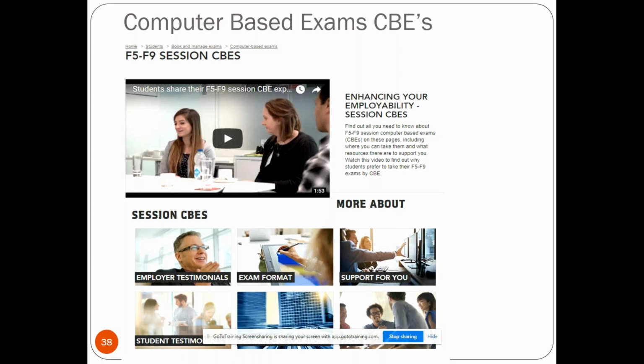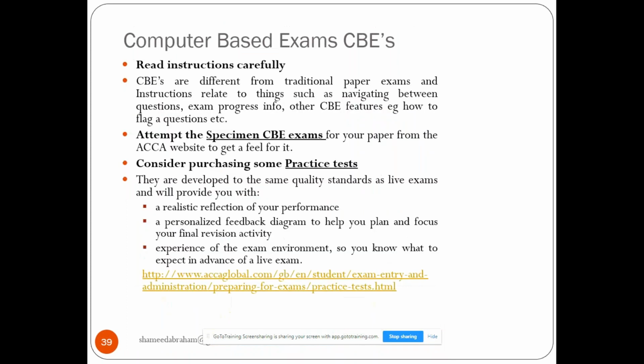In terms of the computer-based exams, because a lot of us may be attempting the exam in June using computer-based exams, knowing how to attempt these exams requires a different level of preparation. There are areas on the ACCA website. I just had a screenshot there showing you the areas of the ACCA website that contain every single thing about computer-based exams. You have to go in there.